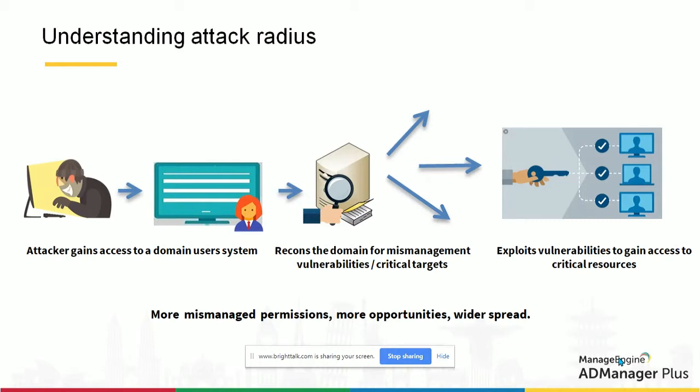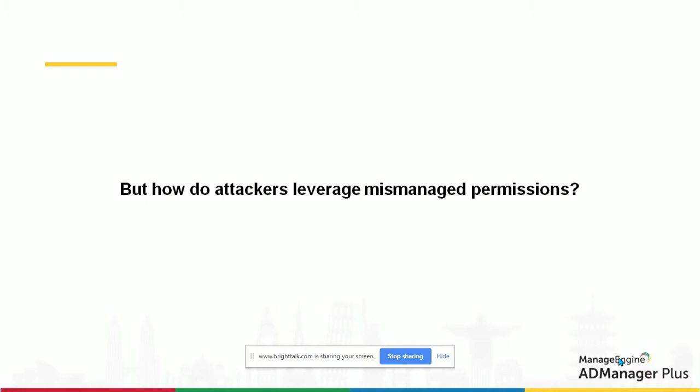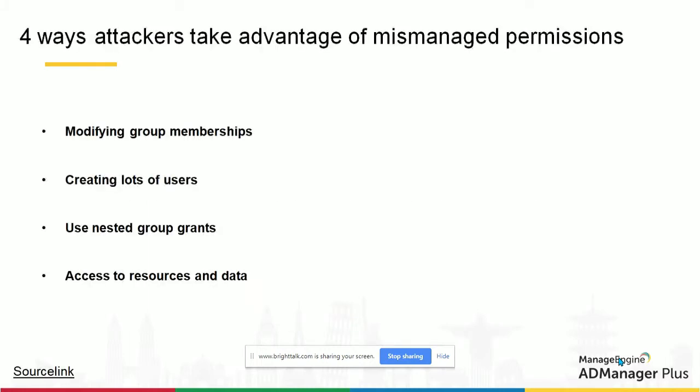So my whole point here, the whole idea I'm trying to put forth with all of this information, is that the more mismanaged permissions you have, the more opportunities for your attacker and also wider spread. So mismanaged permissions don't only cause a breach, but they also help in the spread of a breach. Now I keep saying attackers, hackers, intruders and cyber attackers, but how do these malicious actors actually leverage mismanaged permissions? Here are a few ways malicious actors leverage mismanaged permissions in Active Directory.